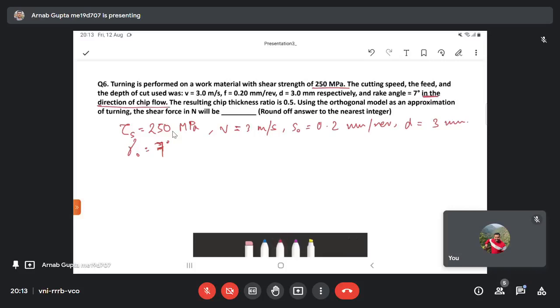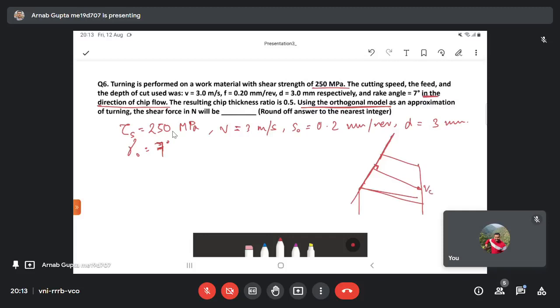Any guess? Already it is written using the orthogonal model. A couple of minutes back I said that if you have a zero inclination angle, the chip flow will occur perpendicular to the principal cutting edge, like perpendicular to this projection of the principal cutting edge on the base plane. Okay.